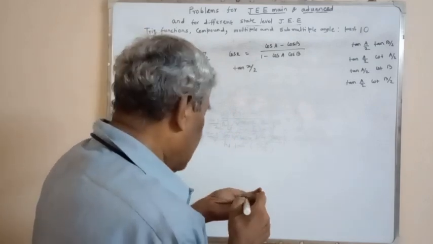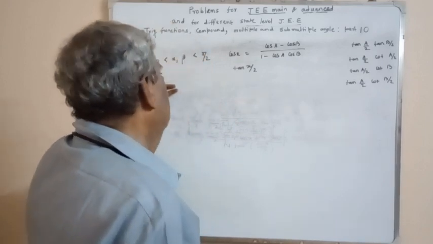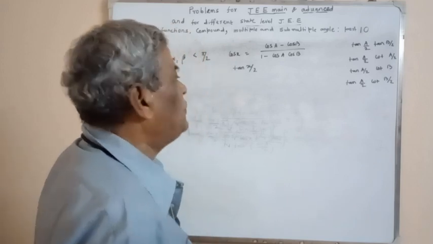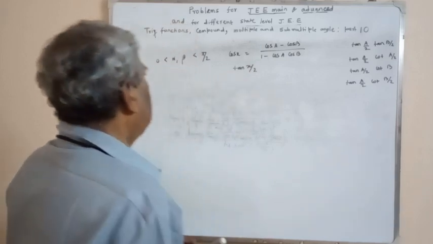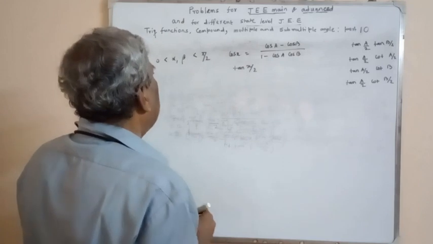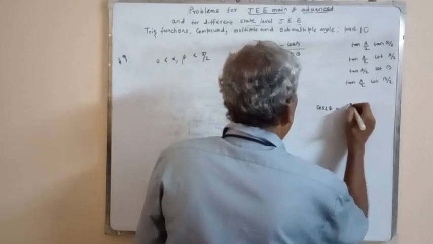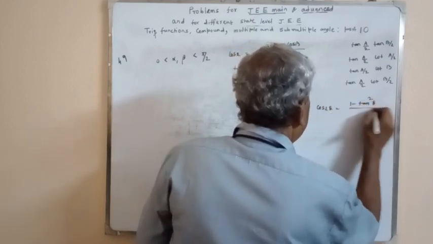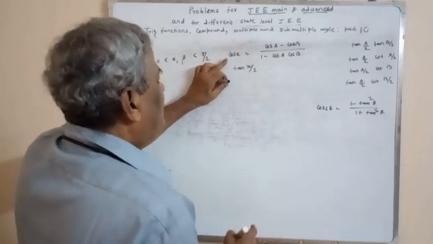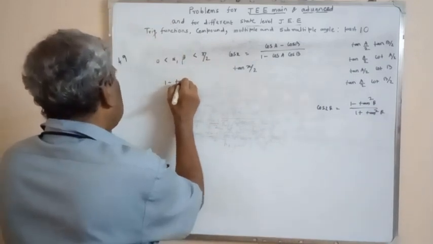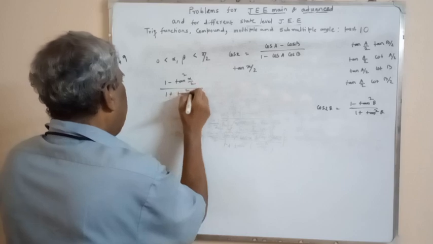Basically, two things are given. Number one, the angles alpha and beta lie in the first quadrant, and there is a relation between x and A, B: cos x is equal to that. Then to find this, cos x in terms of x by 2: you see cos 2 theta is equal to 1 minus tan square theta by 1 plus tan square theta. Using this formula, this becomes 1 minus tan square x by 2 by 1 plus tan square x by 2.